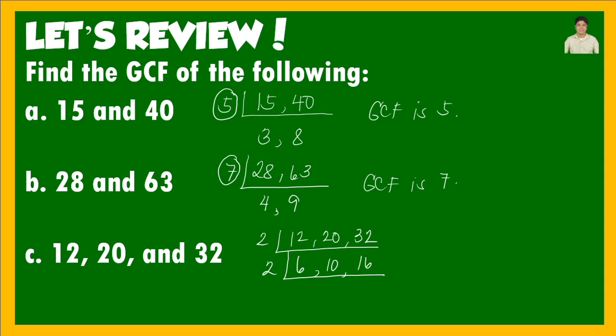6 divided by 2, we have 3. 10 divided by 2, that is 5. And 16 divided by 2, we have 8. So we only have 3, 5, and 8, and they have no common factors. Therefore, our GCF, or the greatest common factor, is 2 times 2, and 2 times 2 is 4.